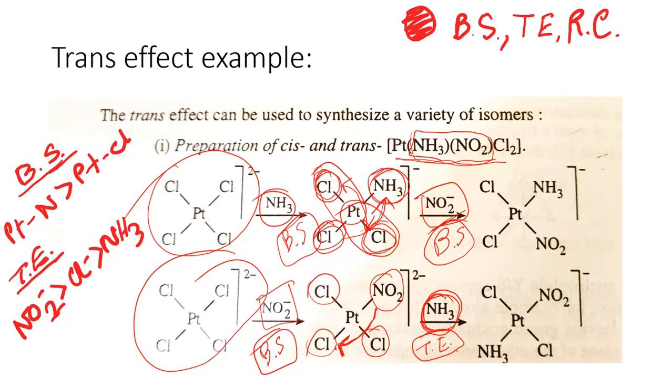Okay, in the first reaction both the steps are being favored through the bond strength, whereas in the last case the first step is being preferred through the bond strength, whereas the last step would be preferred through the trans effect.